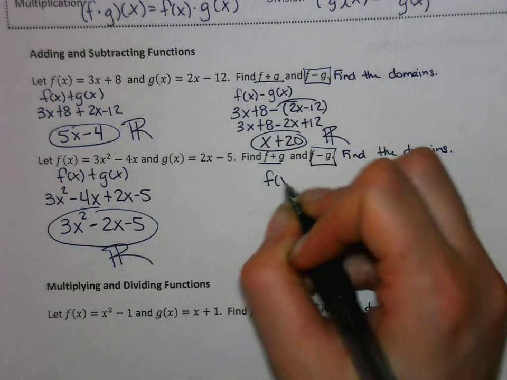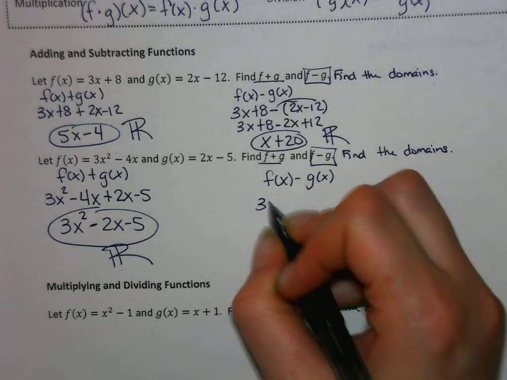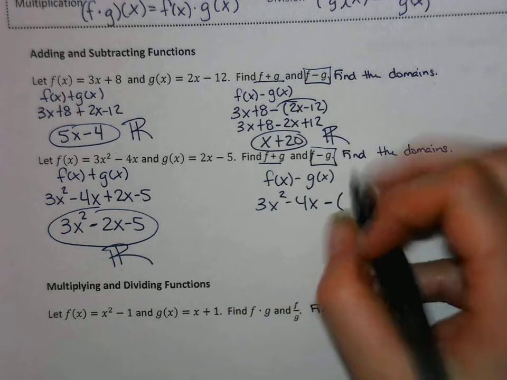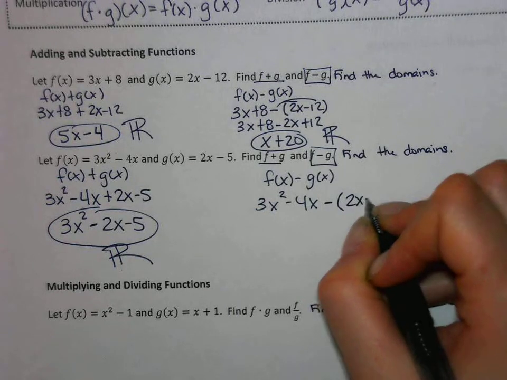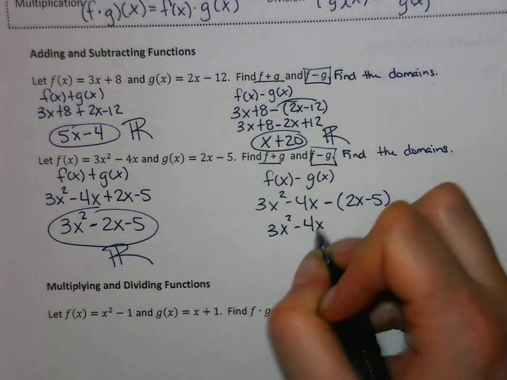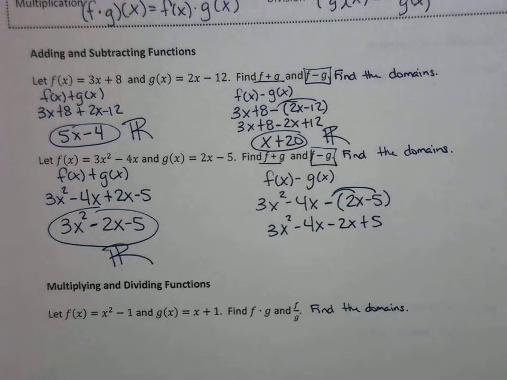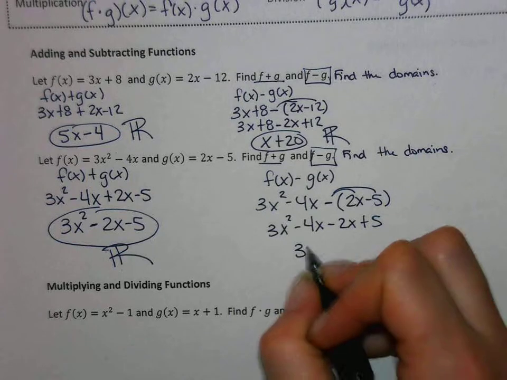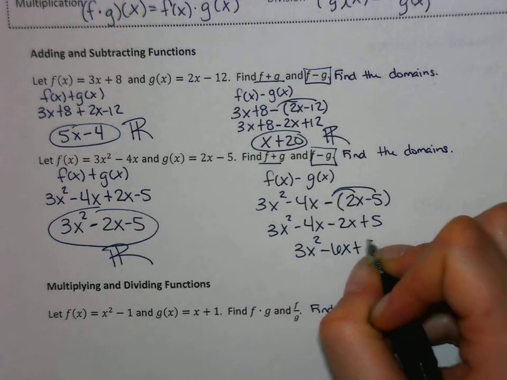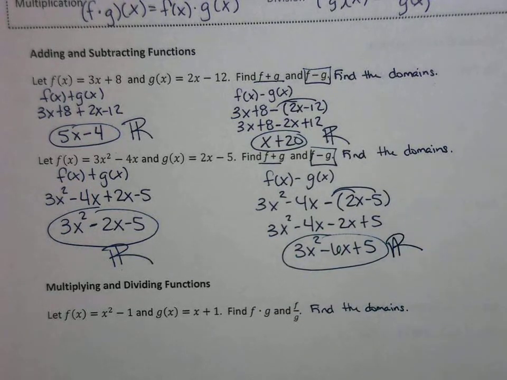So f of x minus g of x. F of x is 3x squared minus 4x. And we're subtracting the quantity of g of x, which is 2x minus 5. So that means when we distribute our negative 1, we end up with negative 2x plus 5. So if we combine our like terms, negative 4x minus 2x is a negative 6x plus 5. Our domain is all real numbers.